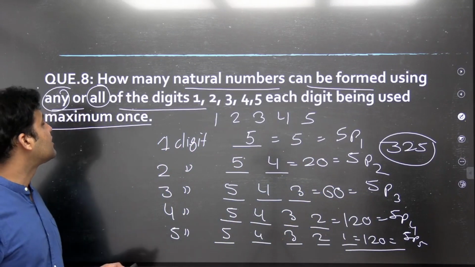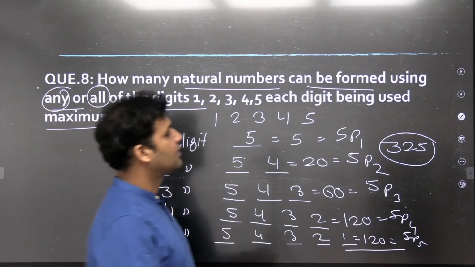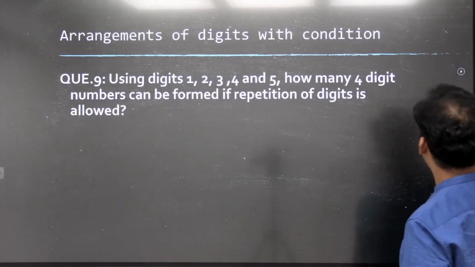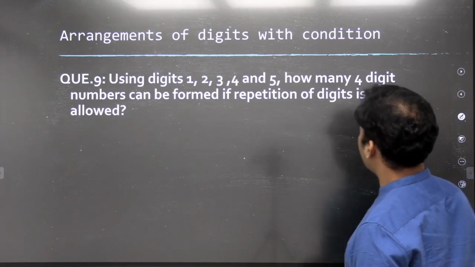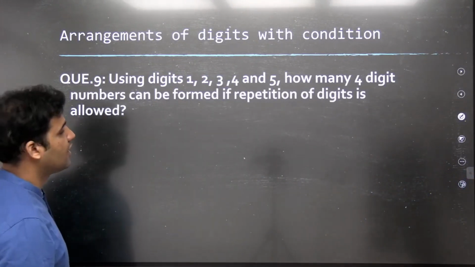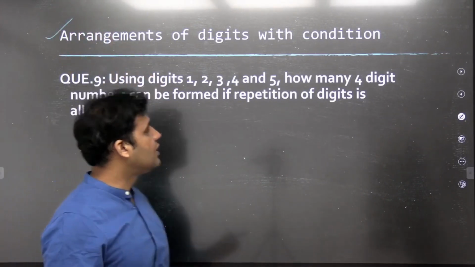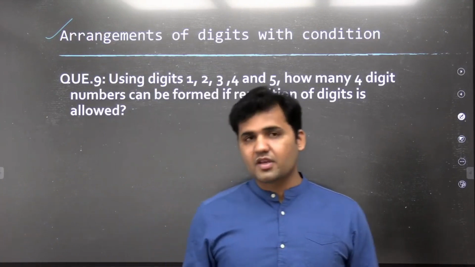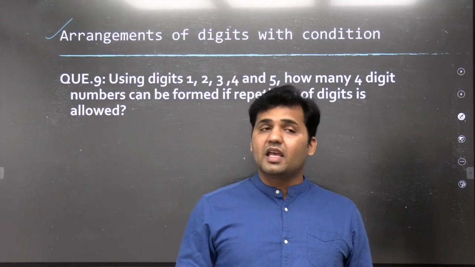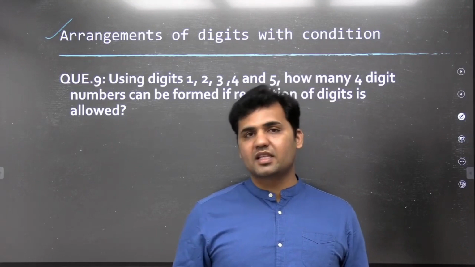Okay, guys. Now let's move on to question number 9. Here is question number 9, guys. Using the digits 1, 2, 3, 4 and 5, how many 4-digit numbers can be formed if repetition of the digits is allowed? Now, guys, the heading of the slide says arrangement of digits with conditions. Whenever you are solving questions on numbers and digits in permutation, if there is some condition given in the question, first satisfy that condition.